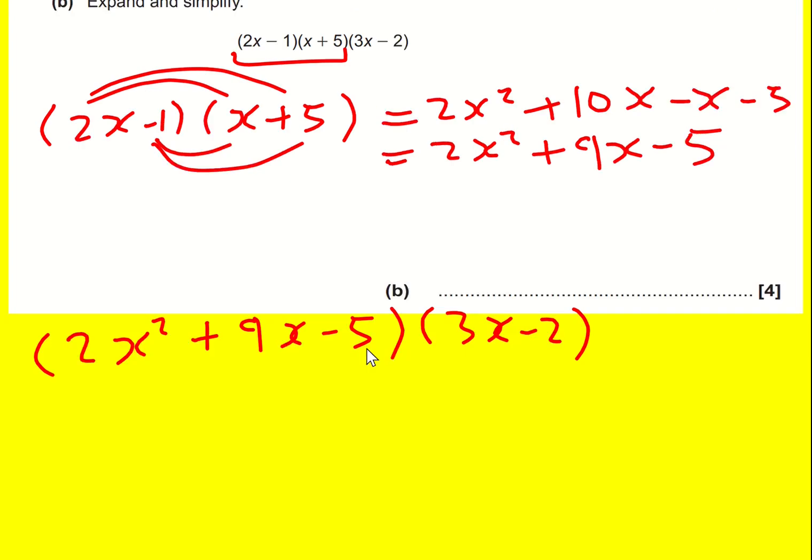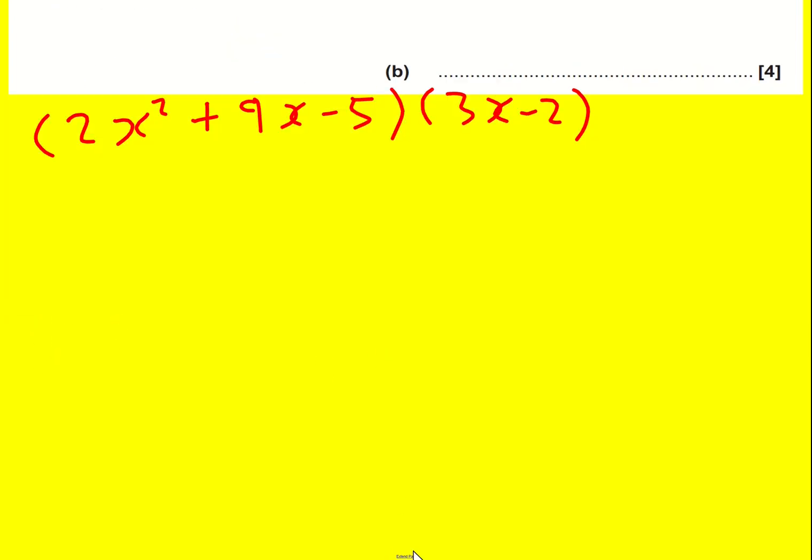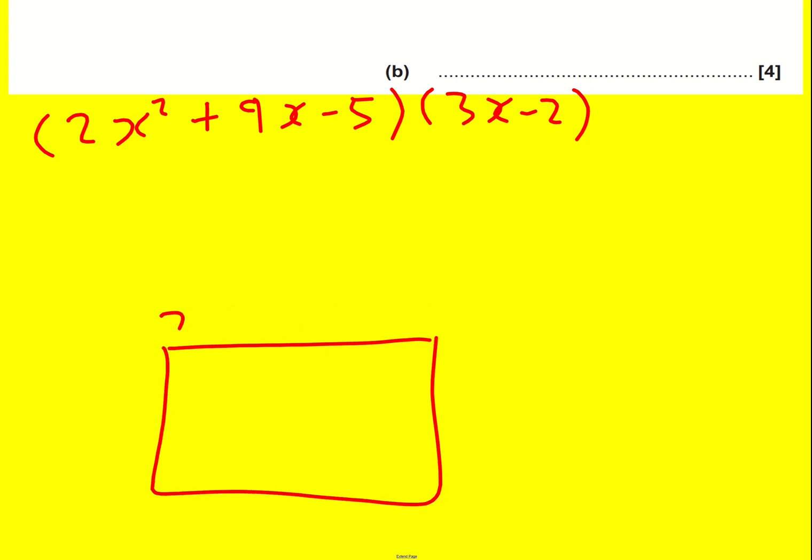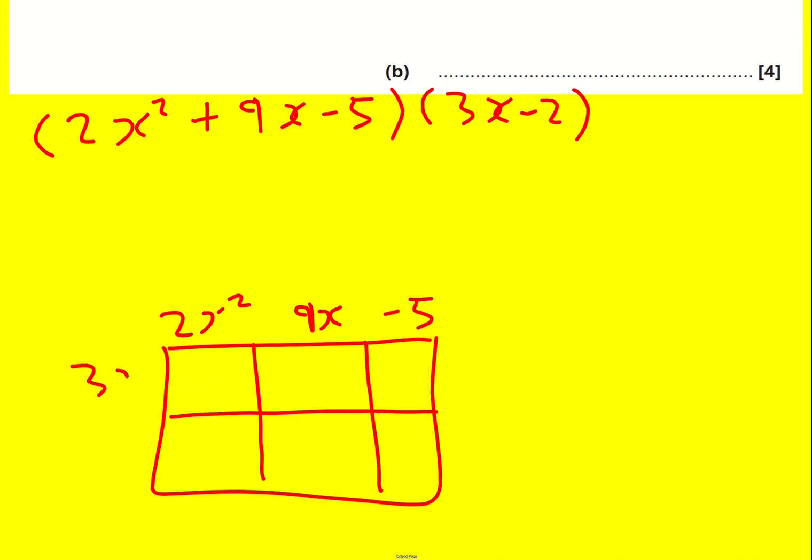And we do this in the same kind of way as expanding double brackets. It's just now, it's like I've got 2x squared, 9x and minus 5 along here, and like dividing it into a grid, and then I've got 3x and I've got minus 2. So I'm going to be finding the areas of each of these and then adding them together, just because that's how you would find the ultimate area.